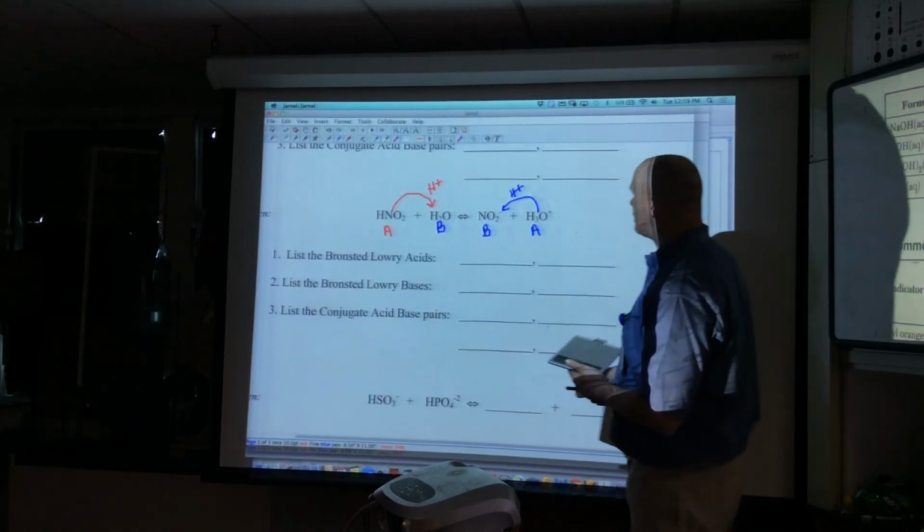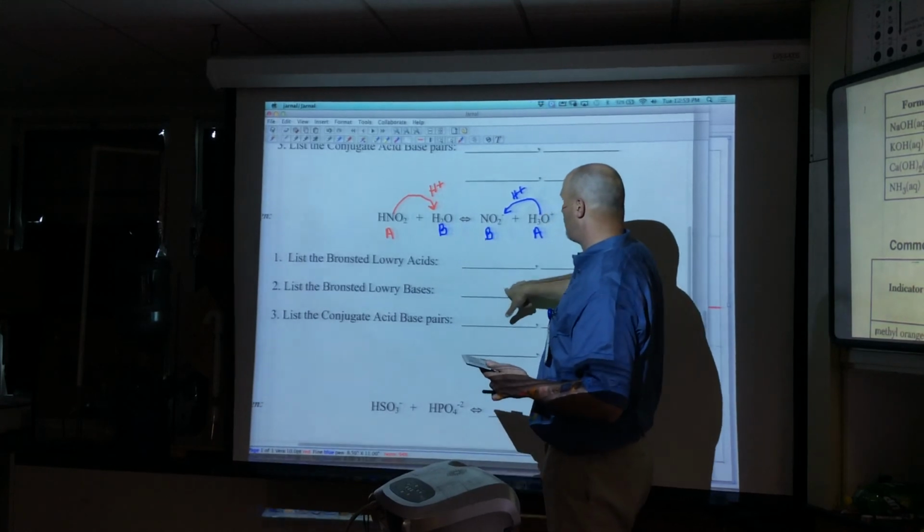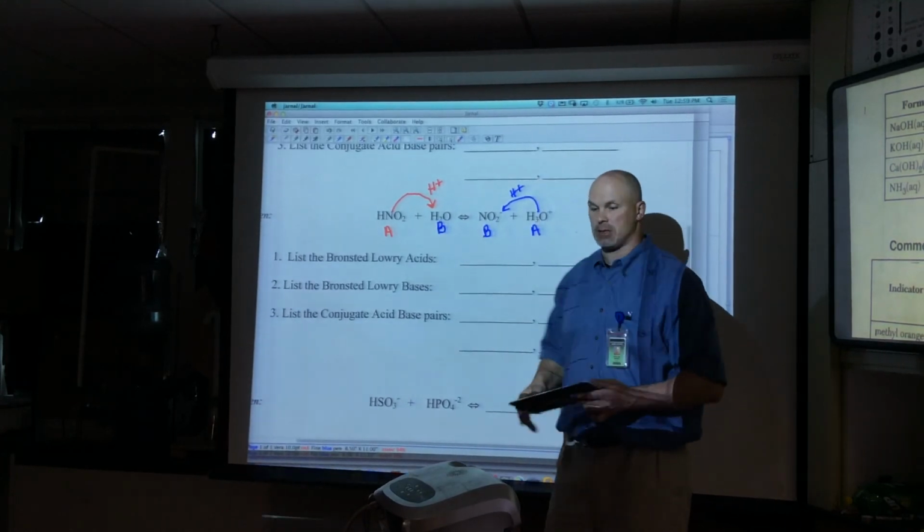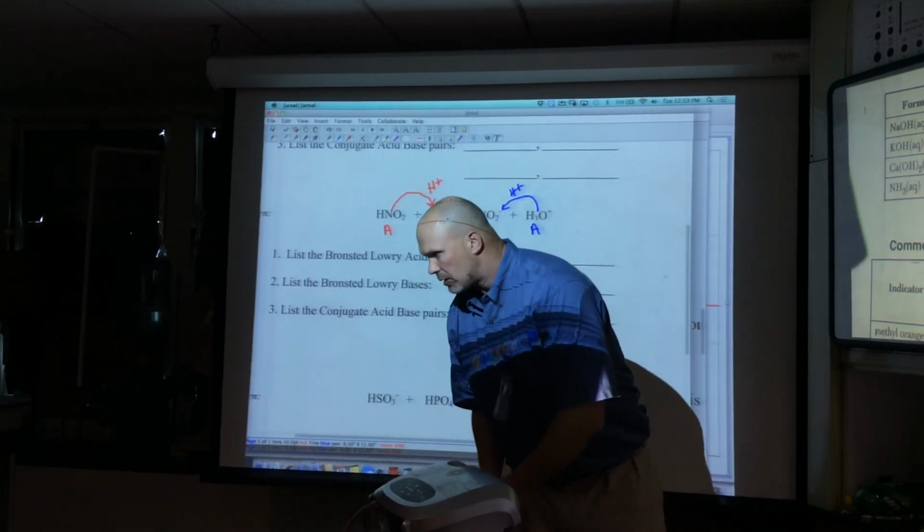So my two bases are here, and my two acids. We'll get to conjugate tomorrow. Okay, let's talk about today's lab.